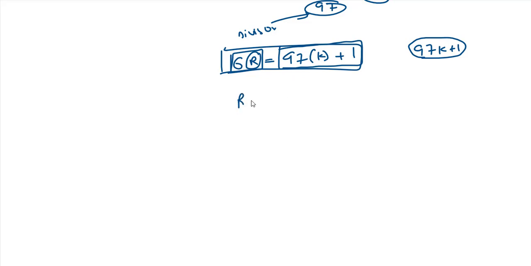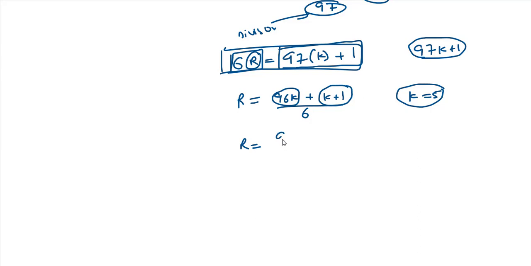But the simpler way of doing this is to divide the right hand side by 6. So on the left hand side we get r equal to (97k plus 1) divided by 6. We can split this 97k as 96k plus k, plus 1, the whole divided by 6. Now as we know, 96 is divisible by 6, so this part will be divisible by 6. Hence this part, k plus 1, should also be divisible by 6. So the smallest value of k for which this part will also be divisible by 6 is k equal to 5.